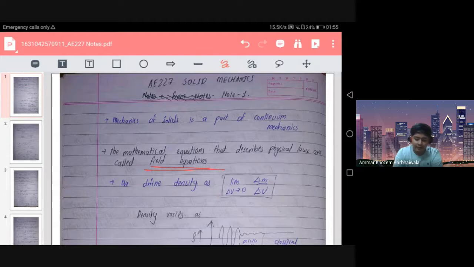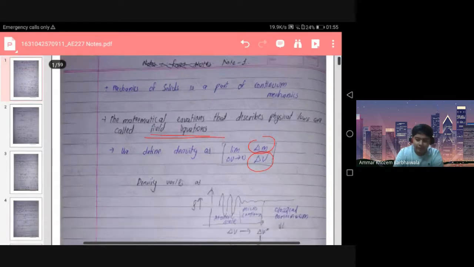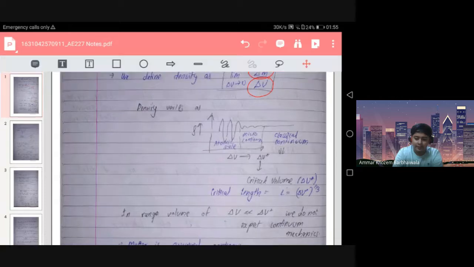We know that we define density as the limit as delta V tends to zero of delta m upon delta V, right? Let me consider a small box. If the box is comparable to the size of a molecule, then if a molecule is inside the box, the density at that point would be higher. But if the molecule is outside the box, then the density would be lower. So at an atomic scale, the density actually varies and it's not a constant as such.